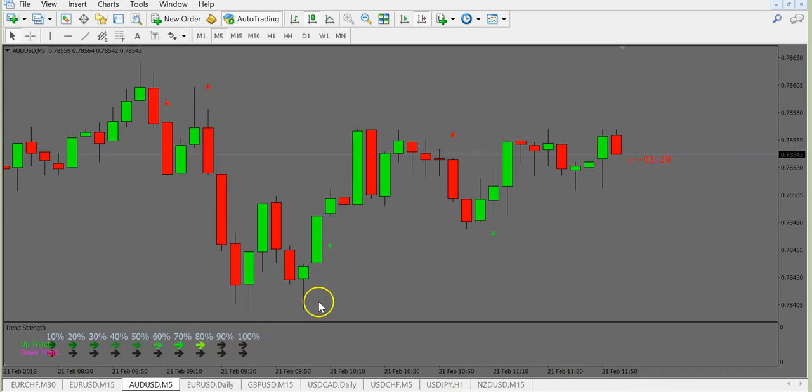So always you have to confirm the arrow with this simple one-step confirmation. Get the arrow, see if you have minimum 70% in the direction of the trade, and then you take one candle expiry.